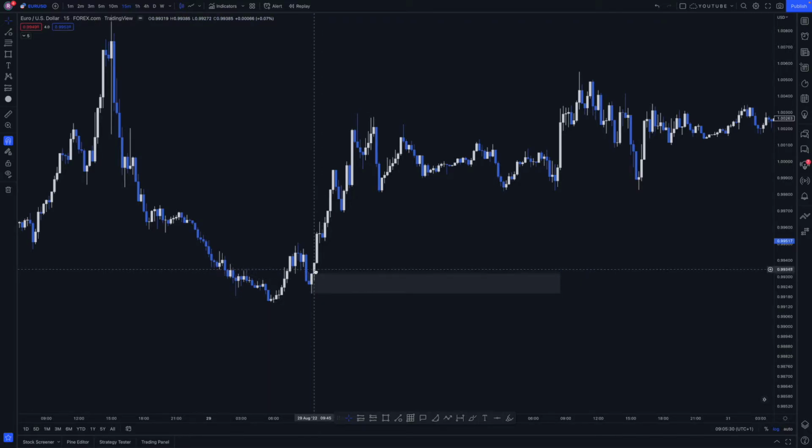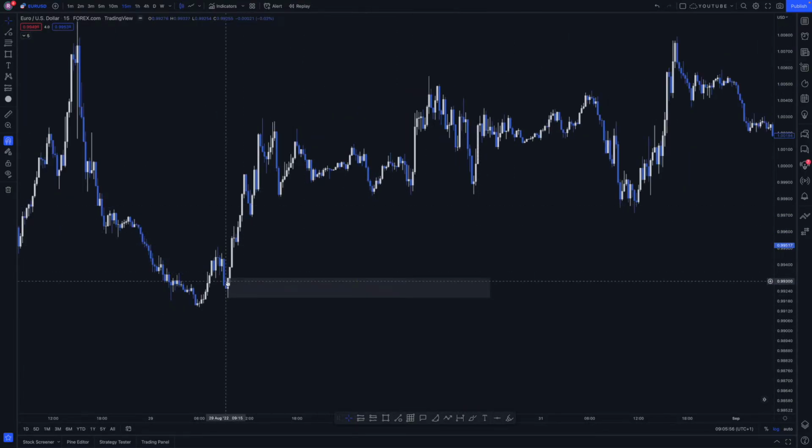As you can see, it's left clear imbalance just above this demand zone right here, and this is where the market has exploded to the upside. So this right here is a perfect demand zone. What else has it done?